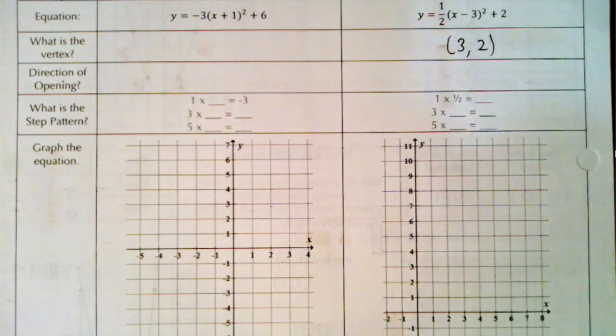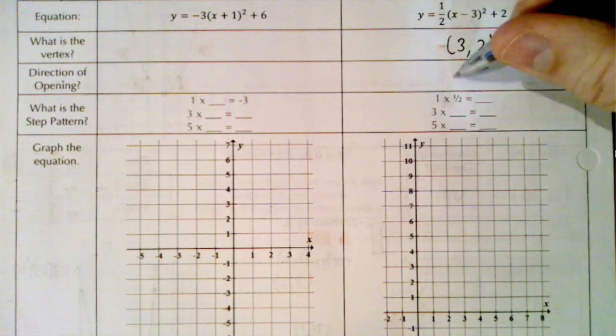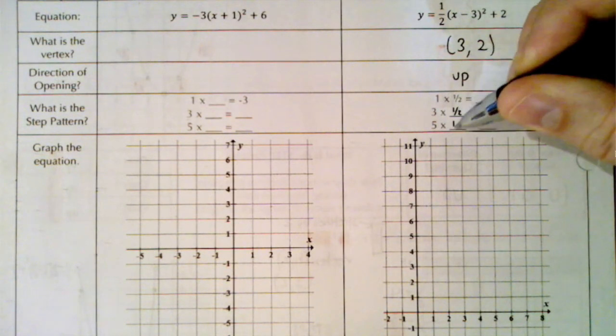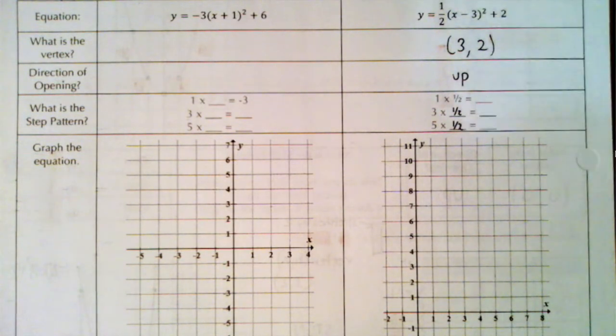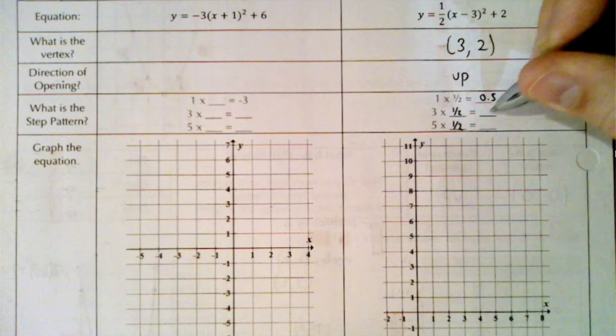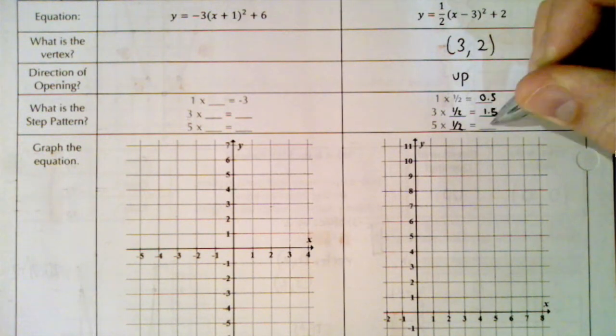Direction of opening: A value is positive, so we're going to open up, because positive people smile. A is a half, so we're going to take our steps, 1, 3, 5, and we're going to multiply by a half. You can do that in your calculator by multiplying by 0.5, or you can divide all these numbers by 2. If we do that, we get 0.5, 1.5, and 2.5.